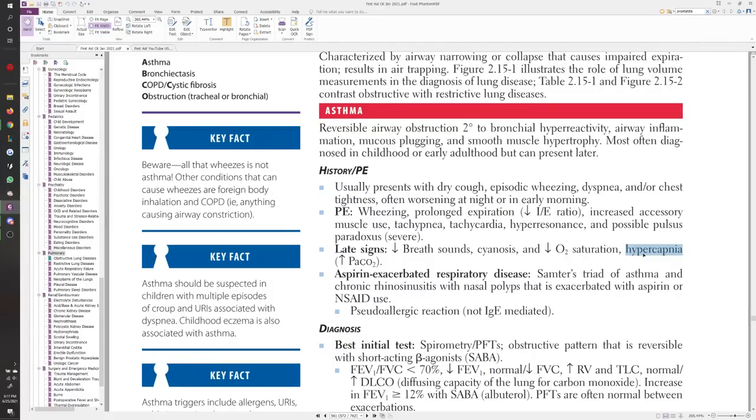So both issues are coming into play. Since they can't breathe in, they don't have many breath sounds, they get cyanotic, and they don't have much oxygen. Very straightforward, right? You got to make it as logical as possible.